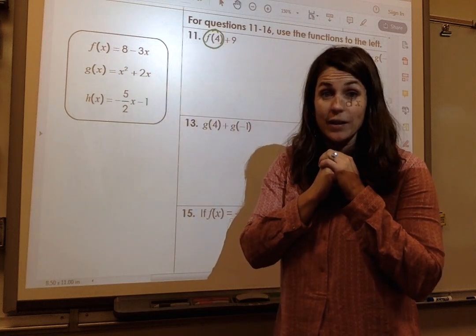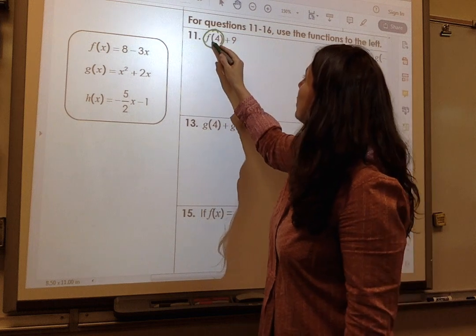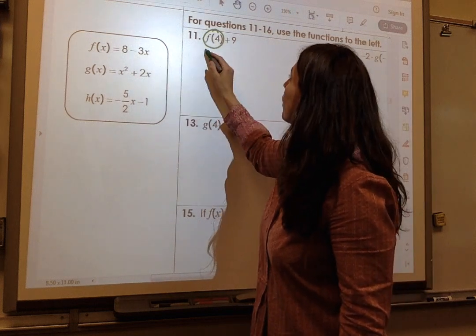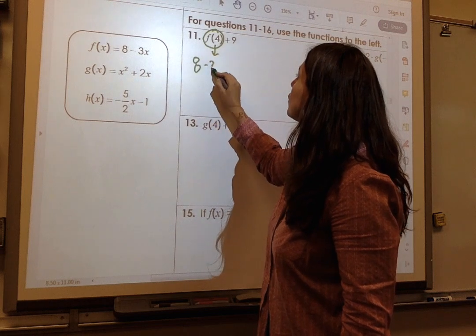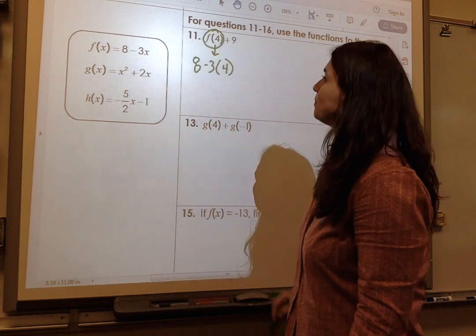So I'm going to do that. I'm going to do exactly what it says. I'm going to evaluate where my input is 4. So in place of my x, here, I get 8 minus 3 times 4.